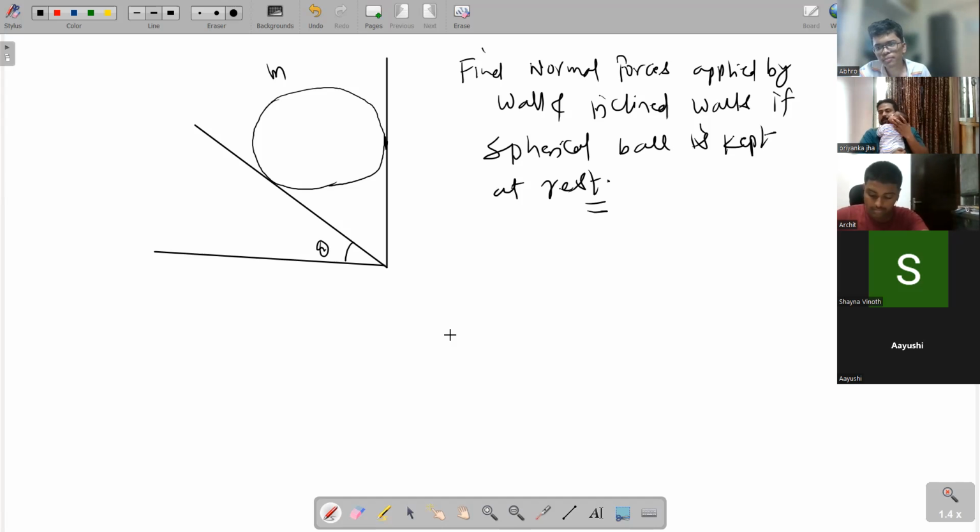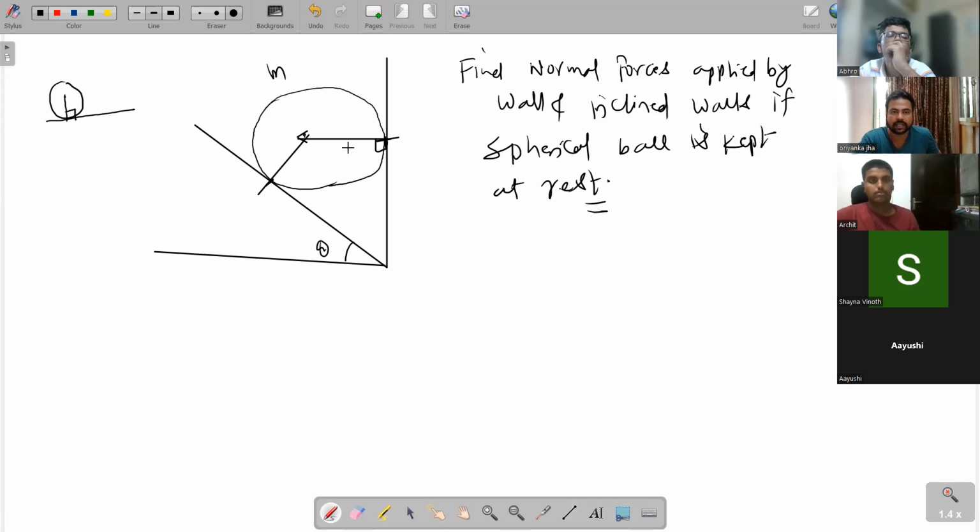Look, here is one contact, this is one contact and this is another contact. So this wall will apply some normal force, and the inclined plane will also apply some normal force at this point. And we know that these are normal forces. So definitely in a circle, you know the property: if this is the tangent and this is the radius, they are at 90 degrees, so the normal will pass through the center. So this normal force N1 and this normal force N2 both will pass through the center, right?